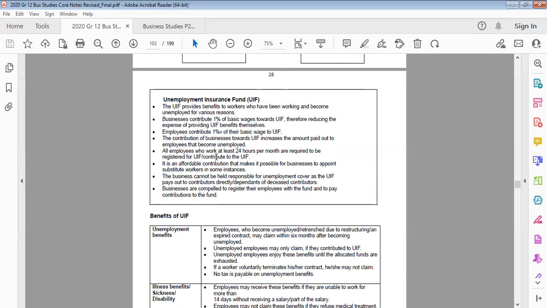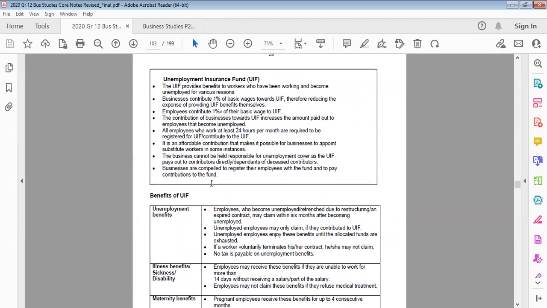Okay, all employees who work at least 24 hours per month are required to be registered for UIF. So if you have a domestic worker and they work for more than 3 days, you are required to register them for UIF. It is an affordable contribution that makes it possible for businesses to appoint substitute workers in some instances.